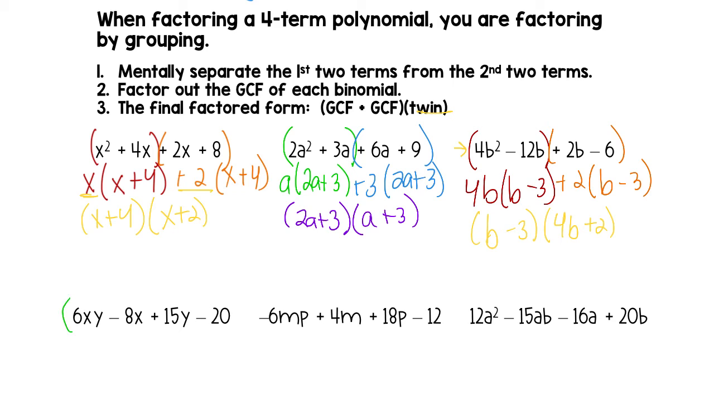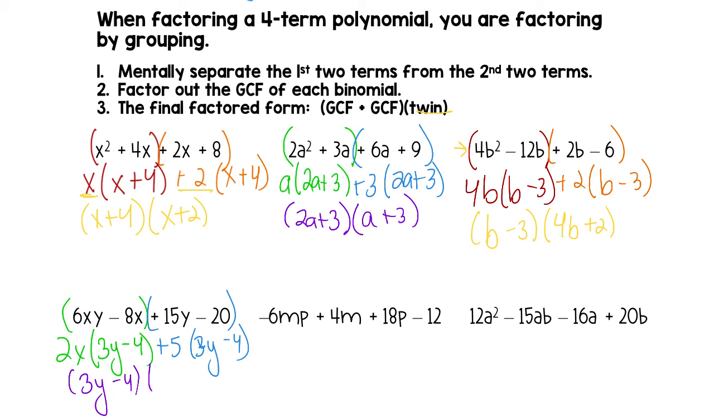All right, first 2, last 2. I can factor out 2x, and we're left with 3y minus 4. I can factor out of this one plus 5, and we're left with 3y minus 4. Put it all together, and I've got the twin, 3y minus 4, and everything outside, 2x plus 5. Having two variables is completely okay.